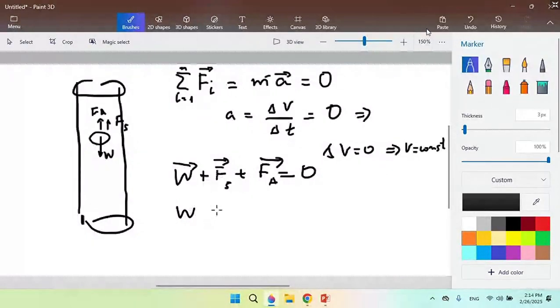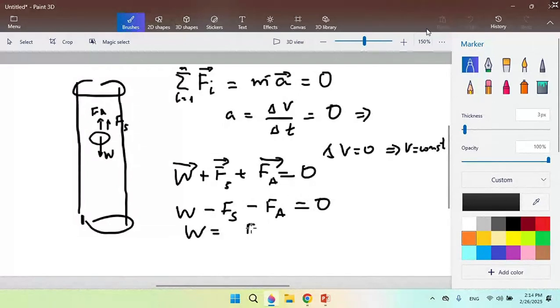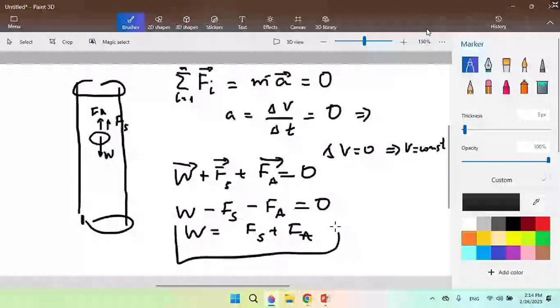However, we've got negative Stokes force because it is directed in the opposite direction, and Archimedes force in the opposite direction. So thus weight is the sum of Stokes force and Archimedes force. So we'll start from here. And I'll clear above.